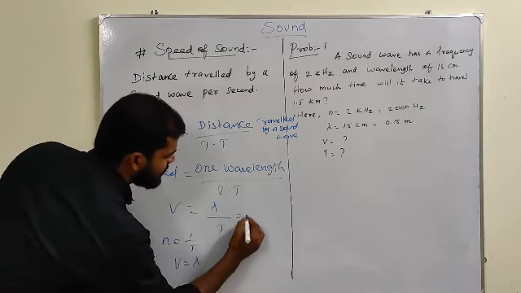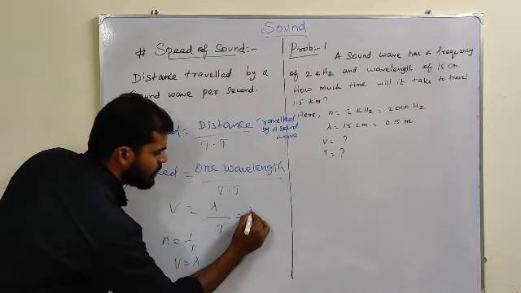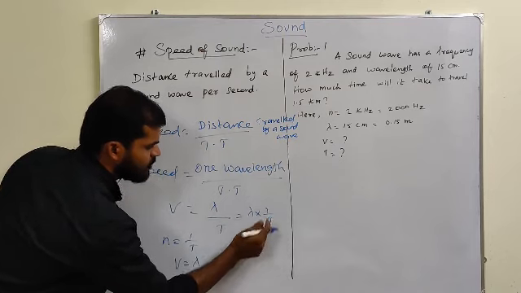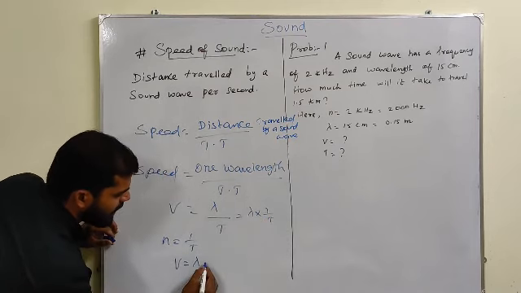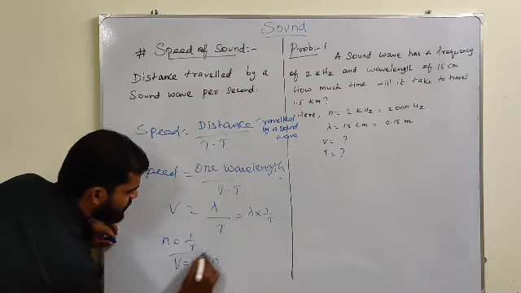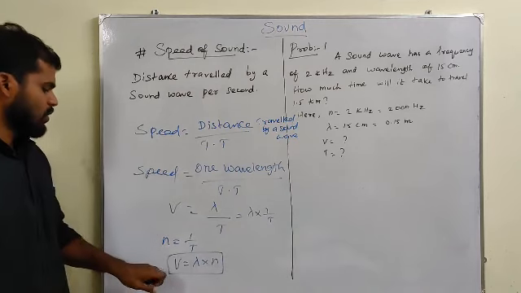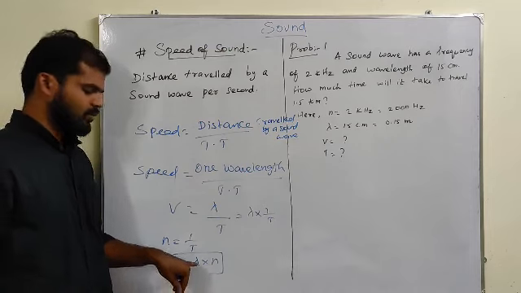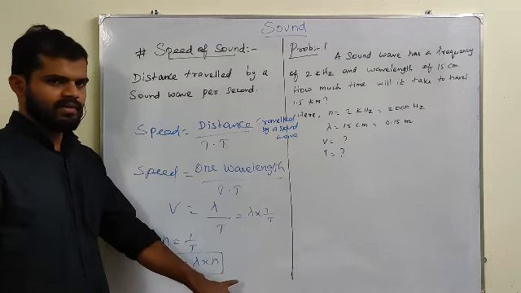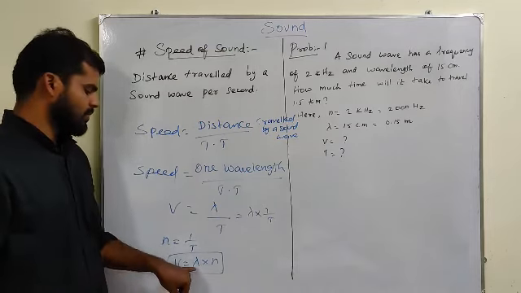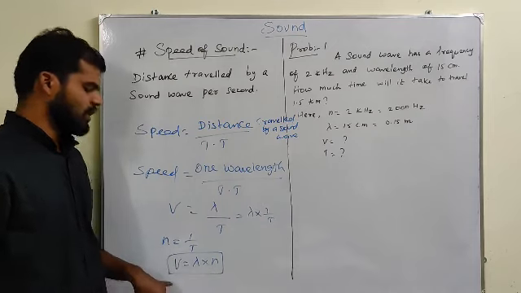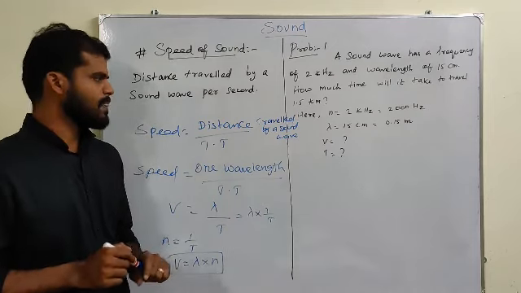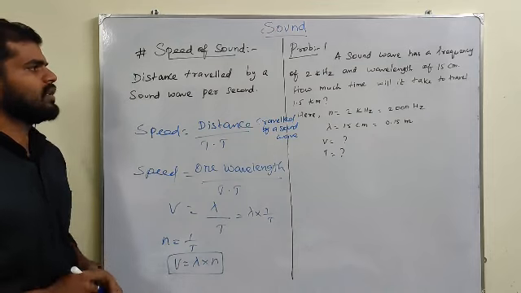So this one we can write like this so that you can easily understand. Lambda into 1 by t. Instead of 1 by t I can write n, so lambda into n. So v is equal to n lambda. Speed of sound can be measured when you know the value of one wavelength and frequency. So the product of wavelength and frequency is called speed of sound. Okay, next we are going to solve a problem.